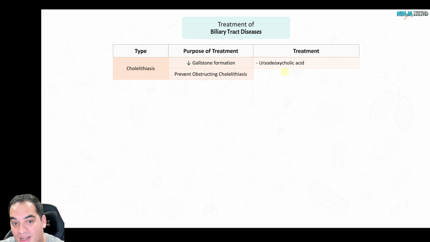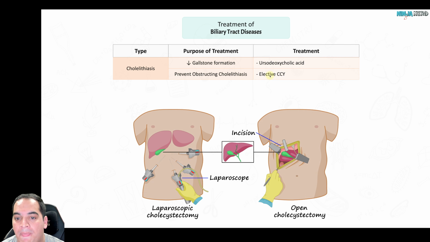If you completely want to go the invasive route and prevent a patient from ever obstructing their biliary tree because of cholelithiasis, then you can just ask the patient if they want to get a cholecystectomy, and it's more of an elective process. They can do it laparoscopically, where they go in with particular scopes and cut out the gallbladder, or they can open the patient up and cut out the gallbladder. But either way, that'll prevent them from developing things like cholecystitis, choledocholithiasis, and ascending cholangitis.